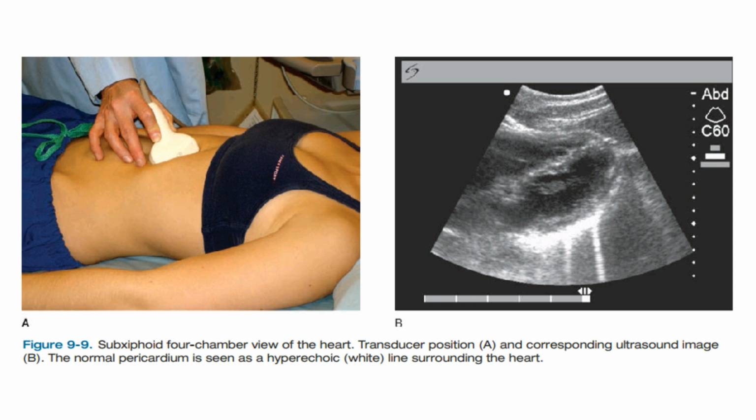This image shows the subxiphoid 4-chamber view of the heart. Image A shows the transducer position, and image B is the corresponding ultrasound image. The normal pericardium appears as a hyperechoic, or bright white, line surrounding the heart.